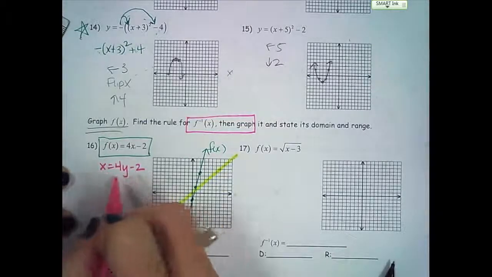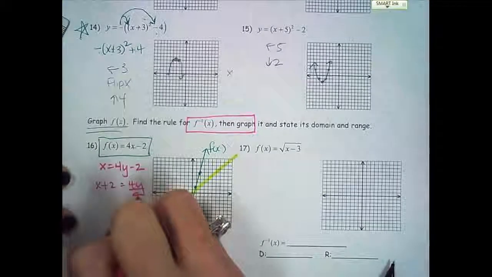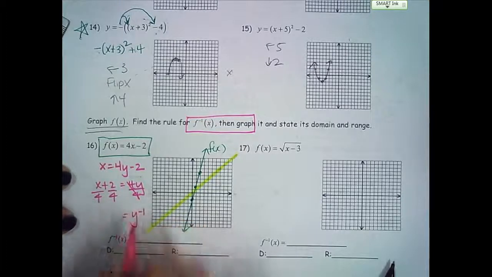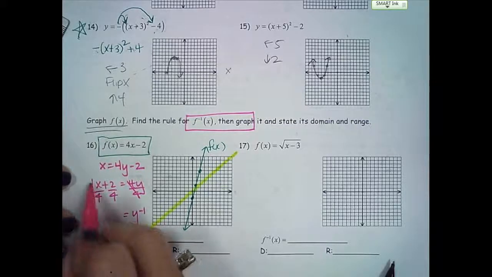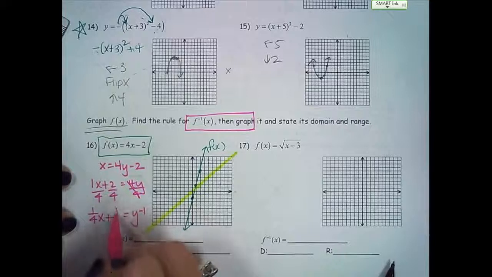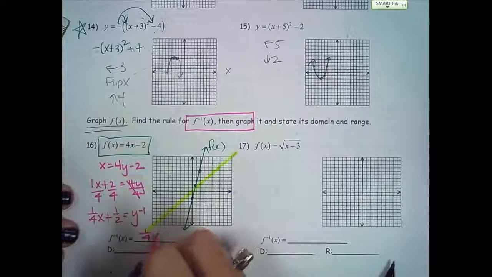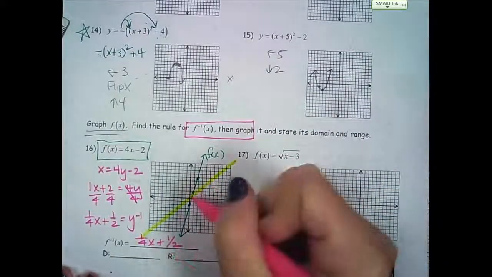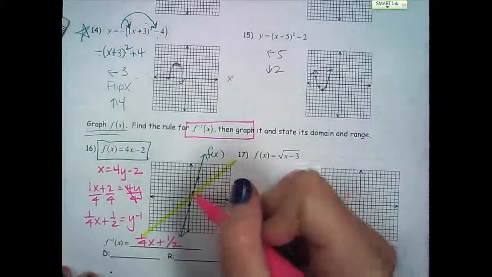So move the 2 over by adding 2. Then I have to divide everything by 4. Everything, not just one part. So now this is called the inverse of y, right, with a little negative 1. And there's an imaginary 1 there, so we're going to call this 1/4 x plus 1/2. So your new function is 1/4 x plus 1/2. Now let's graph it. Start at 1/2, which is right in the middle, it doesn't matter. And then my slope is up 1/4.